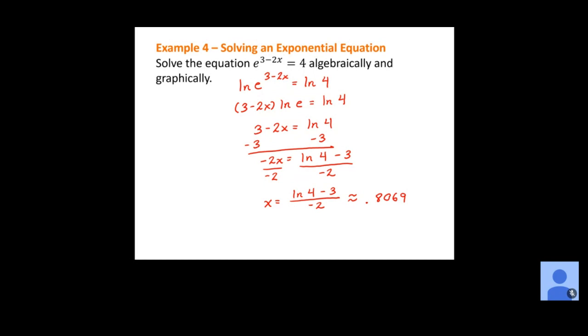So again, if you're going to put it into the calculator, just group the numerator together before you divide by the negative 2, and that should give you that answer there. Any questions on how we got that?